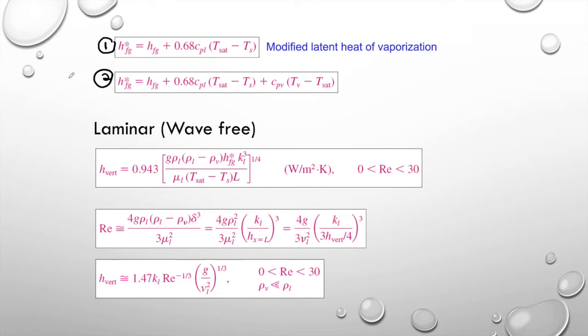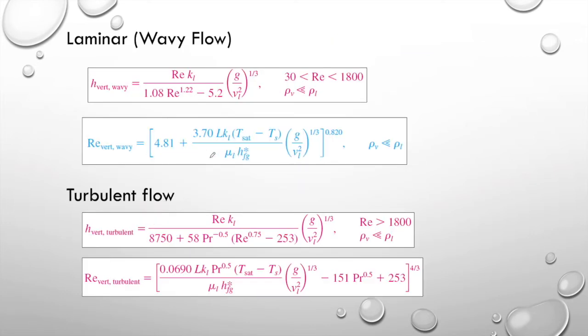So superheated vapor will not be used for determining the h star fg. So now we have laminar wave free. All of this is the equation to be used for the laminar wave free. Second is laminar wavy flow, where you have to find laminar wave free, wavy laminar, and turbulent flow.